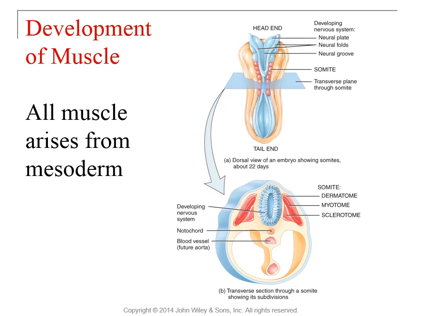This one's easy. Developed muscle cells, they all arise from the mesoderm. That's the only thing embryologically I want you to know. They all come from the mesoderm.